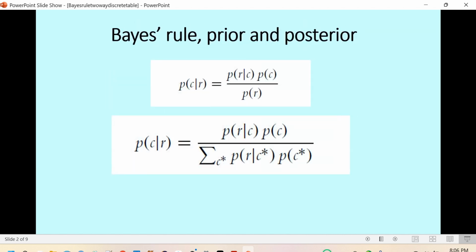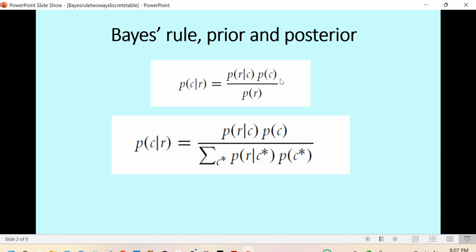First, the Bayes rule we have talked about several times in our videos. This formula describes the relationship between the prior and the posterior probability. Here we can see P(C) is the prior, and P(C|R), the conditional probability, is the posterior. So what does this mean?